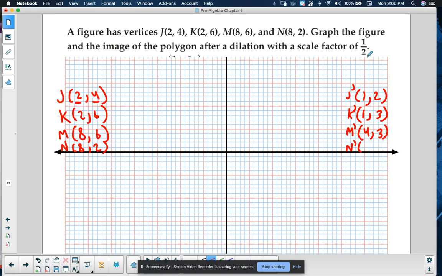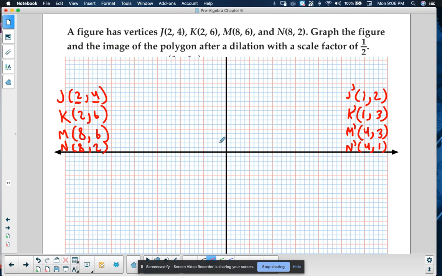So again, we're multiplying with a scale factor of 1/2. So a fraction, or any number less than 1, is going to give a smaller shape than the original. And then we have 8 and 2, so 8 times 1/2 is 4, and 2 times 1/2 is 1. So if I were to plot these, it would be a larger shape before than after. So I'm going to go ahead and plot it now.